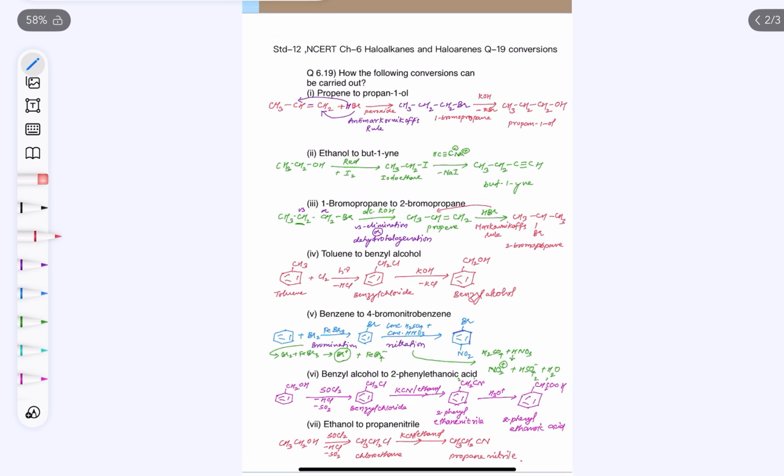All stepwise conversions from 1 to 7 are done here. I hope you have understood. Make sure you make note of all these conversions.